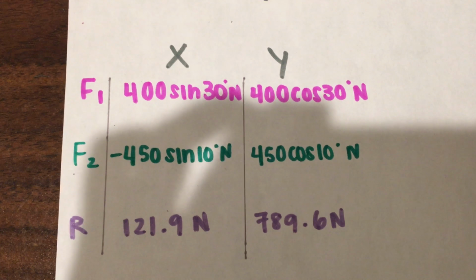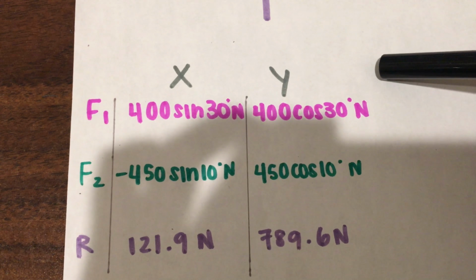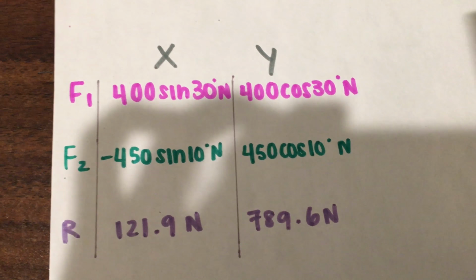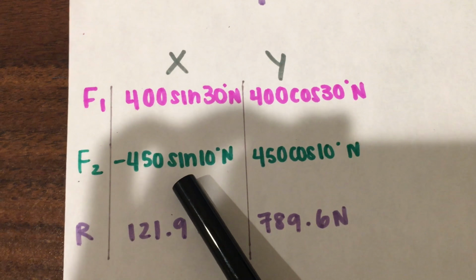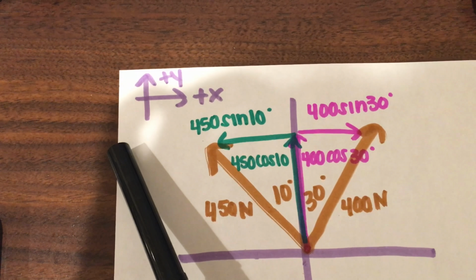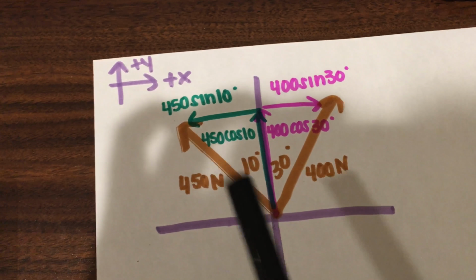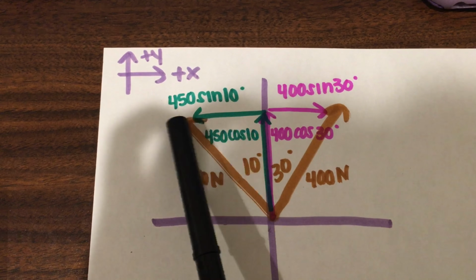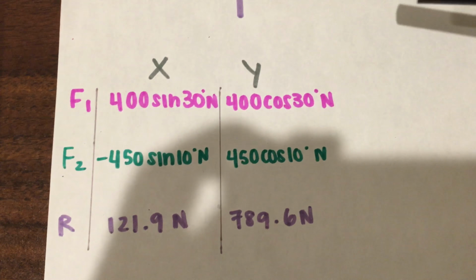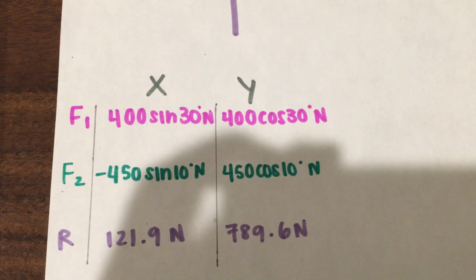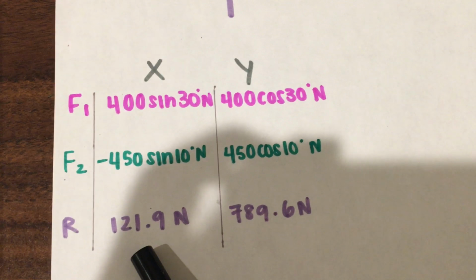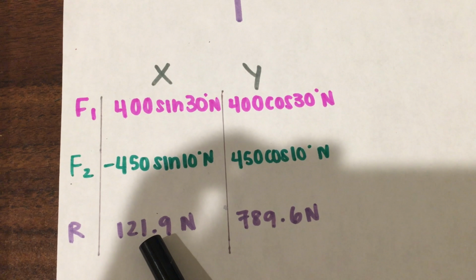We're now going to plug the values we just found into an XY chart that has force 1, force 2, and the resultant force. Please note that the x component of force 2 is negative 450 sine 10 newtons because we defined our positive x in this direction, and this force is taking the car in the opposite direction, which makes it negative. After we put our x and y values for both forces, we can find the resultant forces in both the x and y direction by adding these values up.